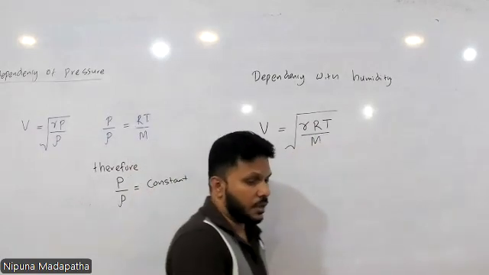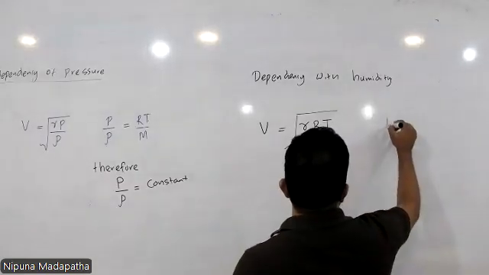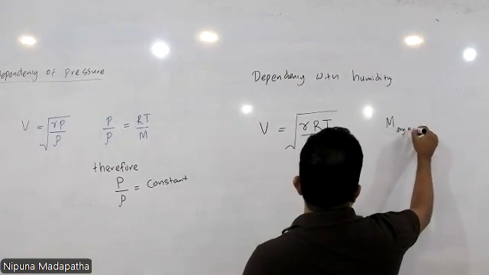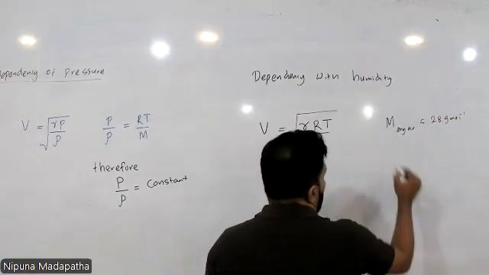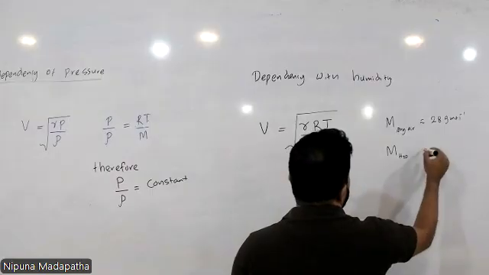What happens to the mean molar mass of the air if the humidity is high? So what is the molar mass of the dry air? The majority of dry air consists of nitrogen. So what is the molar mass of nitrogen? 28. So the mean molar mass of the dry air is approximately 28 grams per mole. What is the molar mass of water vapor? 18.